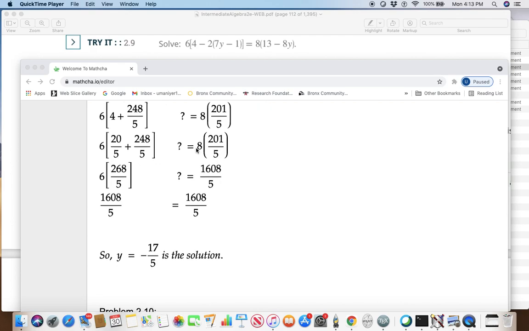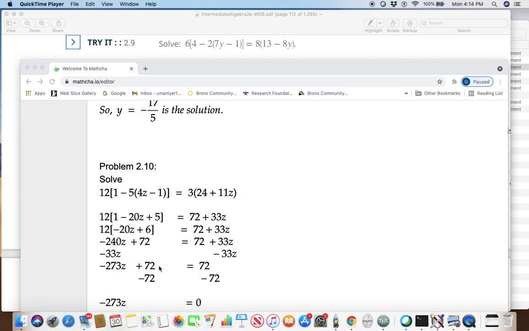I'm going to check whether 8 times 201 over 5, that is 1608 over 5, is that equal to, common denominator here, 268 over 5 multiplied by 6. So 6 multiplies the numerator. 1608 over 5 is indeed equal to 1608 over 5. Y equals negative 17 over 5 is the solution.